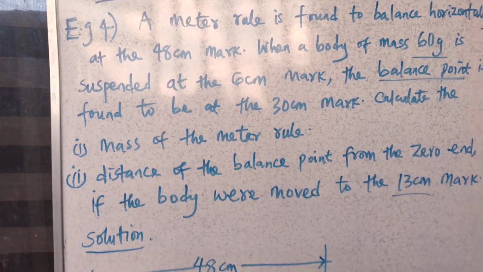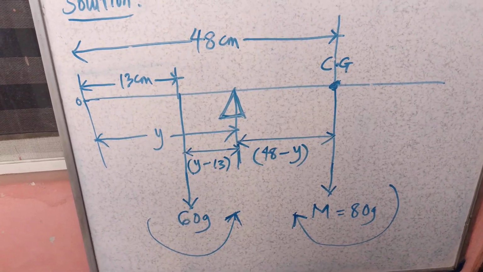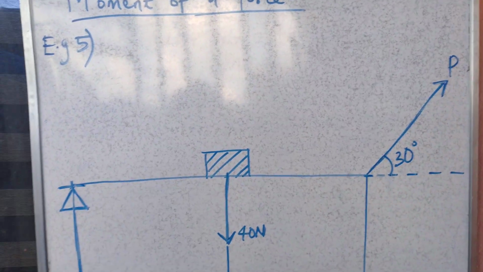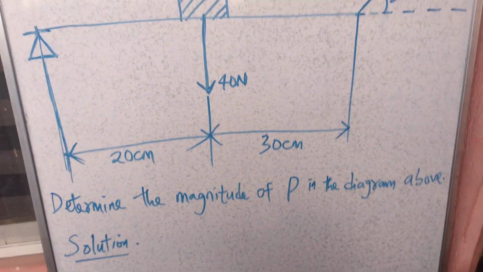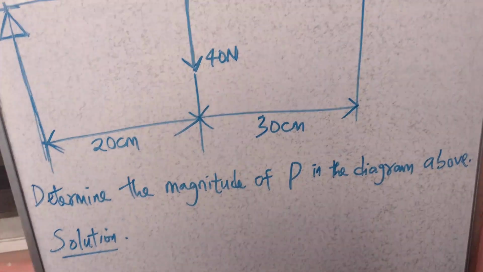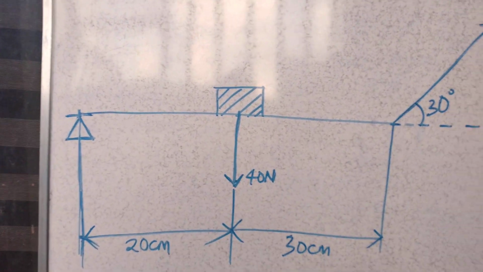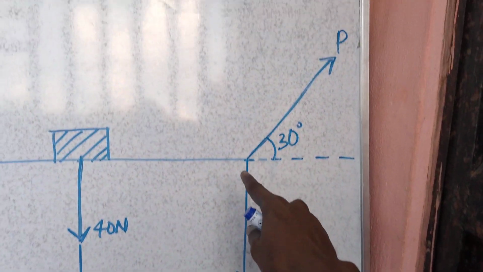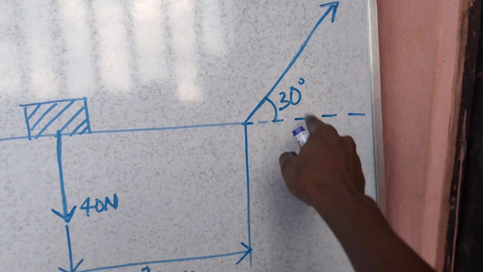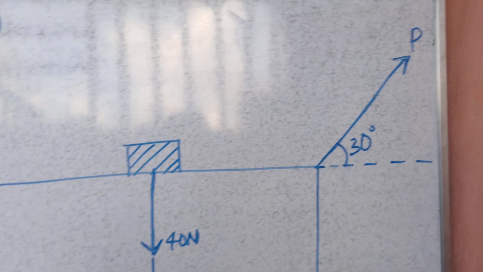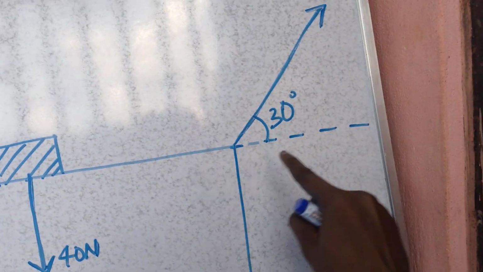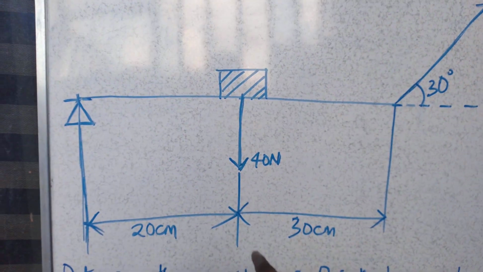All right, let's move over to the next question quickly. All right, we have another question on the board. It says determine the magnitude of P in the diagram above. Okay, this is the diagram. You see that force P is inclined at an angle 30 degrees to the horizontal. It is a diagonal force. Okay, on this diagonal line, then it is inclined at 30 degrees to the horizontal.